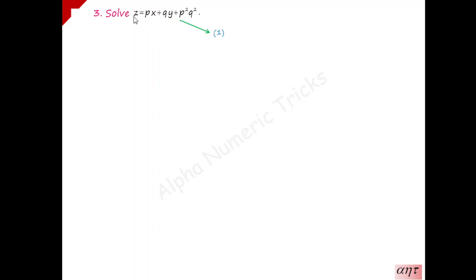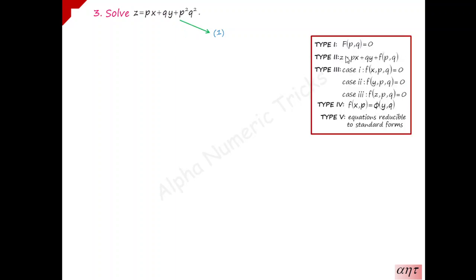Here z is also there, and z, x, y, p, q, all the terms are present. Here z is equated to px separately, plus the next term qy separately, plus the pq term separately. So this is a type 2 problem, Clairaut's form. Now you have to find the solution.